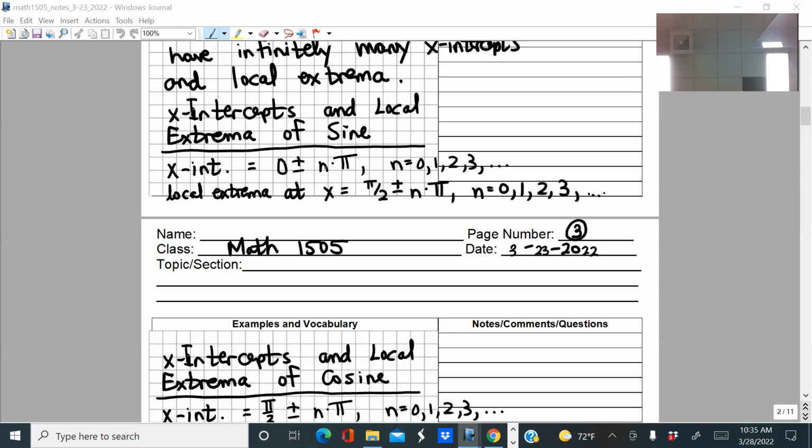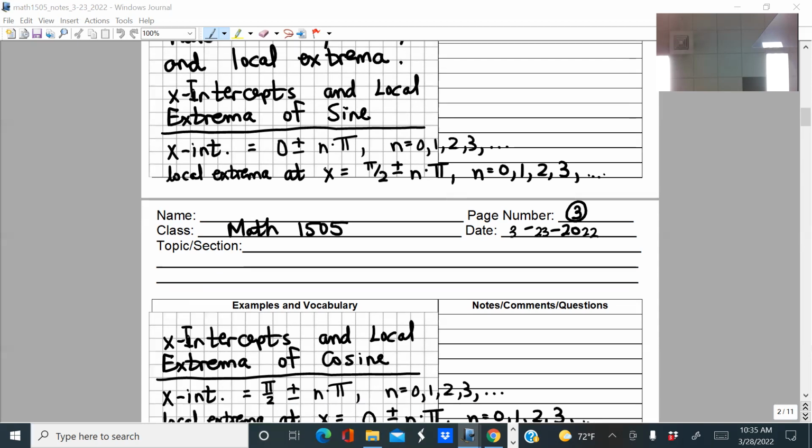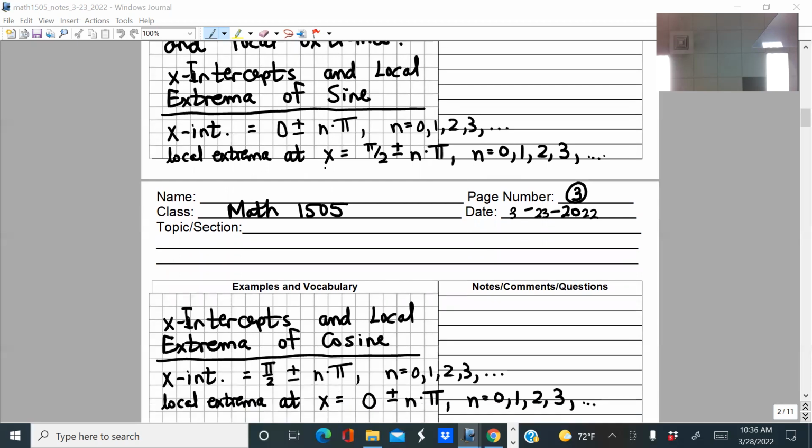The same thing happens for the cosine curve. The x-intercepts for the cosine curve also occur every pi units along the x-axis, but the first one is at pi over 2, not at 0. Remember, the cosine of 0 is 1, and you don't have the first x-intercept for the cosine curve until you get to pi over 2.